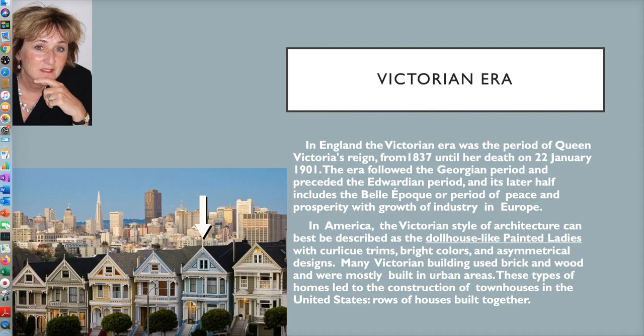This was a period, particularly in England, the Victorian era was the period of the reign of Queen Victoria from 1837 to 1901. This was a period of peace and prosperity and growth of industry in Europe. In America, the Victorian style of architecture came into being, and it's best described as the dollhouse-like painted ladies with curlicue trims, bright colors, and asymmetrical designs. Examples of the Victorian style in America are best seen in the San Francisco row houses. Typical townhouses were built close together.